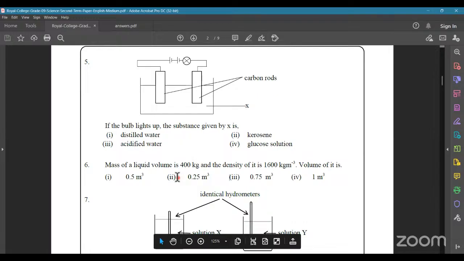The mass of a liquid is 400 kilogram and the density of it is 1600 kilogram per cubic meter. What is the volume of this? So, you can take your time and write it and do it. We didn't study this. Oh, okay. You didn't study it. So I'll just explain it. It's still in the second term unit. So I'll just explain the answer.